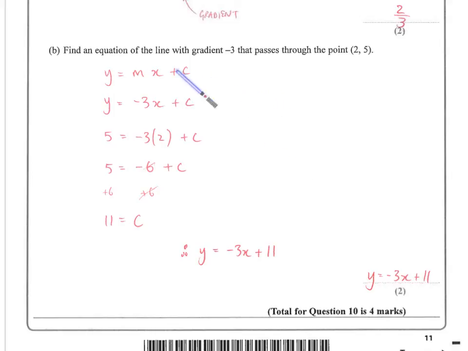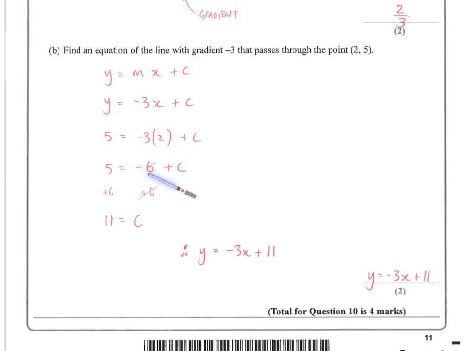If I want to calculate the equation of the line with gradient minus 3 that passes through the point (2, 5), I know it must be of this form, y equals mx plus c. The gradient, they've told me, is minus 3. So that's my m value. So y equals minus 3x plus c. I don't know the c value currently, but I do know a point that it goes through, the point (2, 5). So when x is 2, y equals 5, so I can substitute those in.